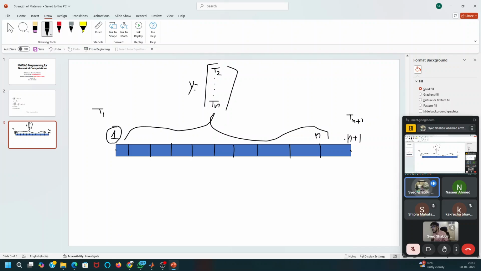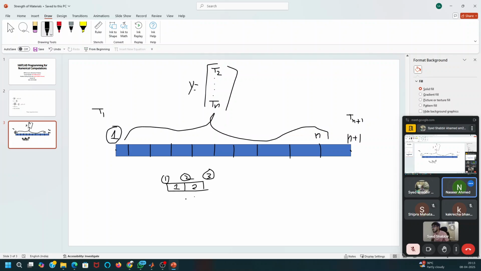So if you have n plus 1 nodes, then the number of segments will be less. So if you have two segments, then you will have three nodes, right? If this is one segment and this is the second segment, then you will have three nodes, right?